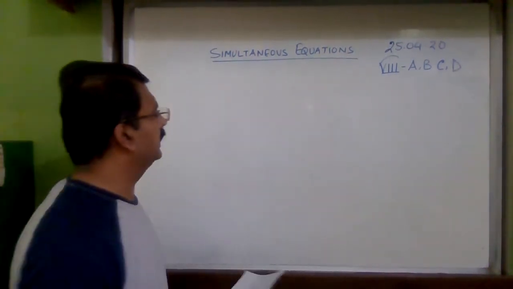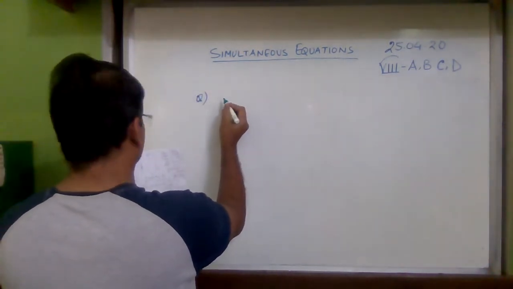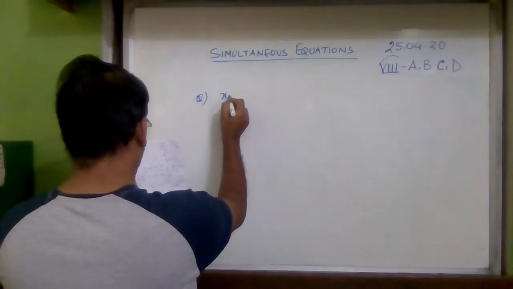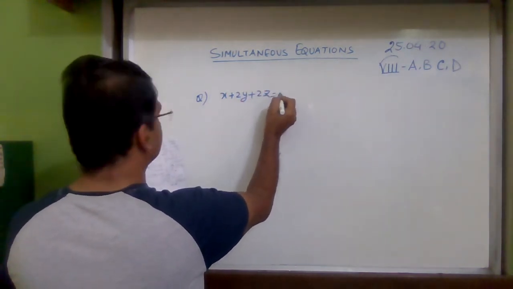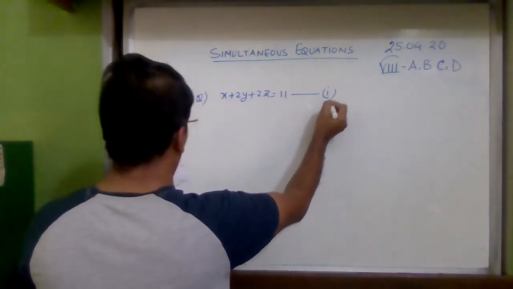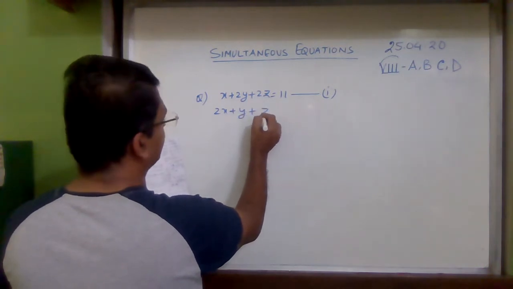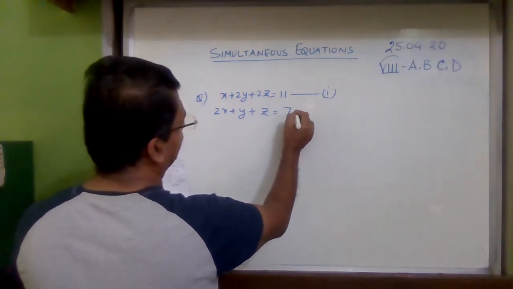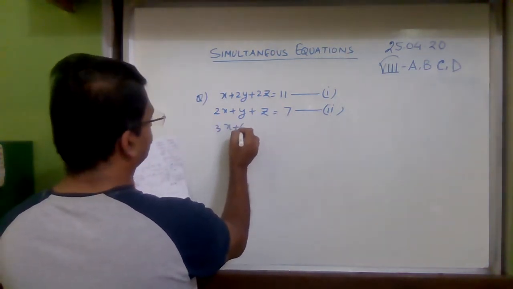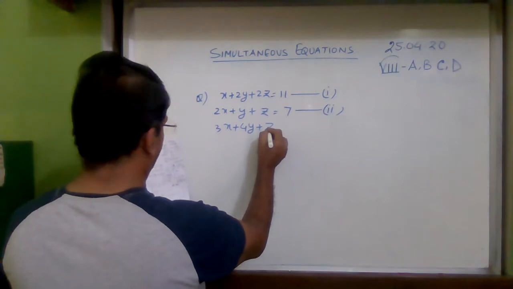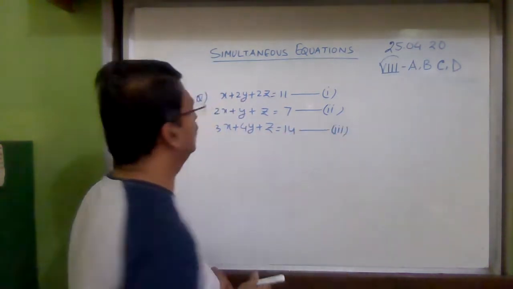So all of you pay attention, as this is a new type of question. The first equation is x plus 2y plus 2z is equal to 11. That is equation number 1. Then 2x plus y plus z is equal to 7. That is equation number 2. And 3x plus 4y plus z is equal to 14. That is equation number 3.